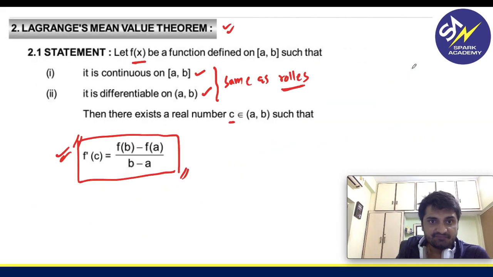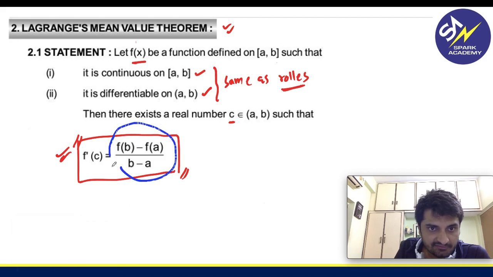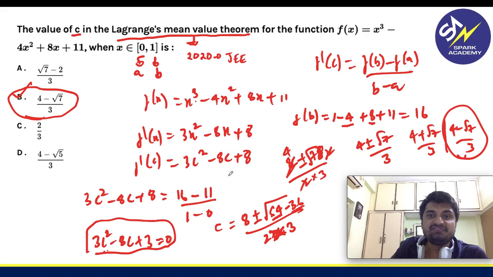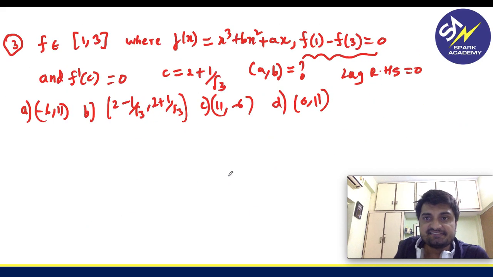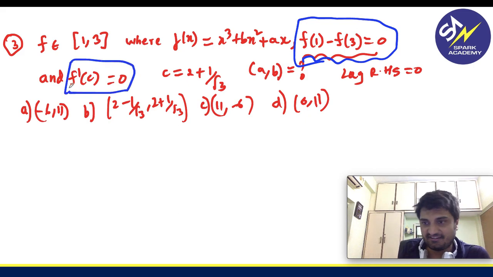Let us say if your RHS part is becoming 0, guys, what is happening? Basically, f dash c is 0, right? If RHS part is 0, this converts into Rolle's theorem, right? So it becomes Rolle's theorem. So basically what I can say is, since they gave that f of 1 minus f of 3 is 0, that is the RHS part is 0, I can call this Rolle's theorem. Rolle's theorem is what? f dash c is 0, they said clearly.